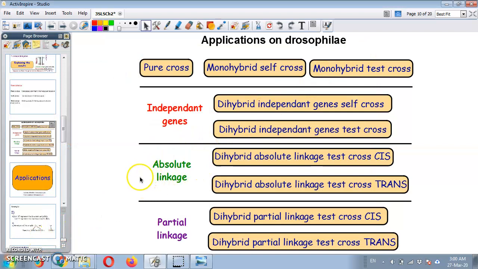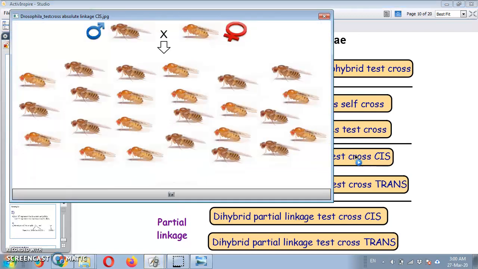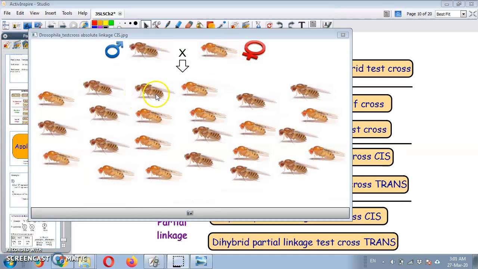On the other hand, as for the linkage cases, the absolute linkage will give in the test cross cis in this position, the test cross having the same phenotype as that of the independent genes, but the offsprings will give 50% having the dominant phenotypes linked together, having brown eyes and brown body, and the other 50% will be having the recessive phenotypes having red eyes and the orange body. It is the cis case of absolute linkage.